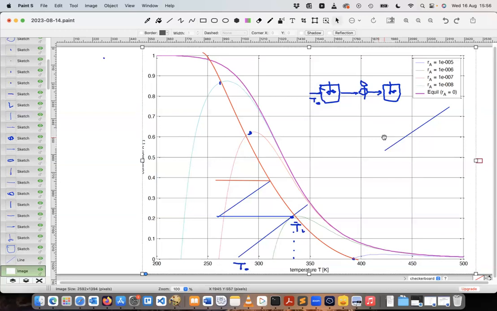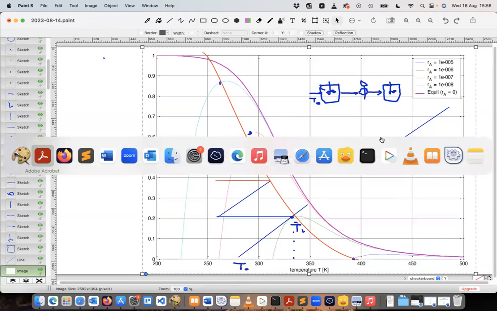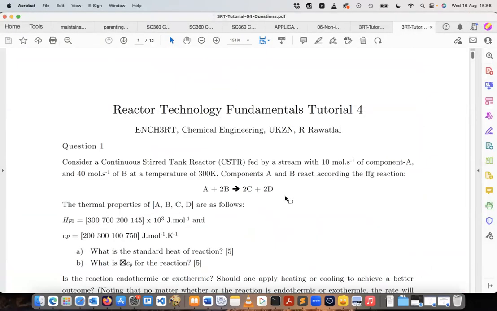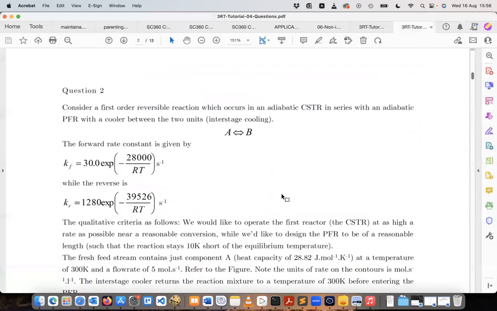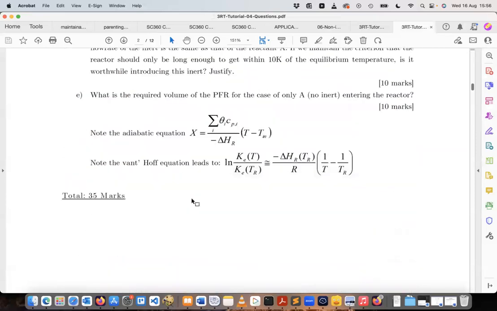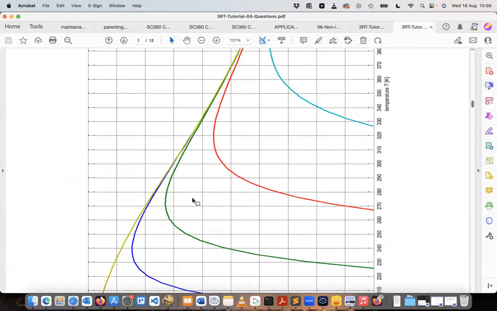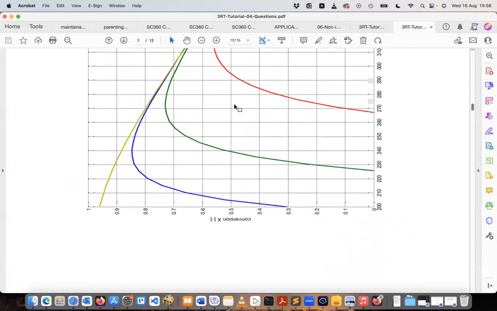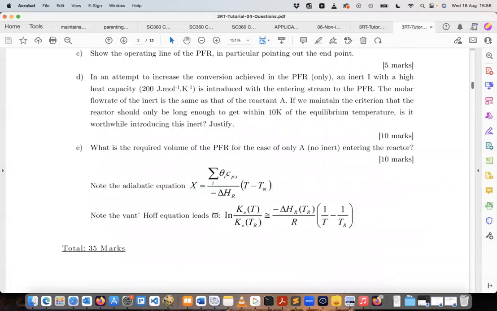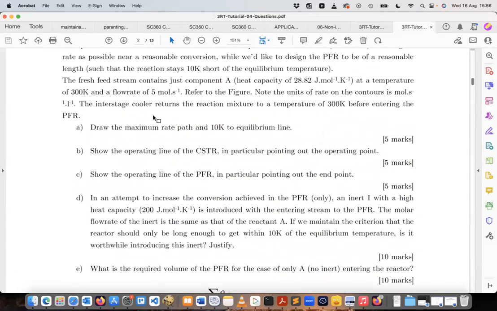Right, so if you look at what's on the Dropbox folder here, you'll find these tutorial questions. And I'm just going to skip past the first one. So the second one is giving us the kinetic constants that were used to generate the iso-rate lines shown here. So you've got a nice plane drawn here, but also do the exercise of just drawing these lines. But here we are asked to draw the maximum rate path line.